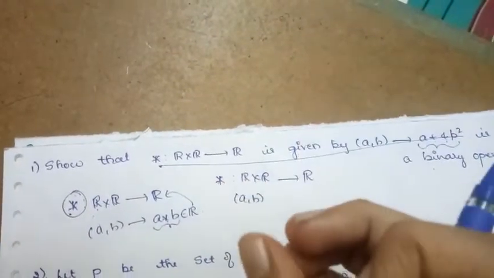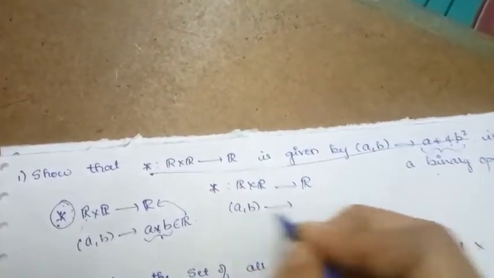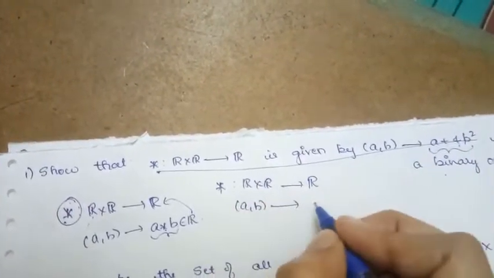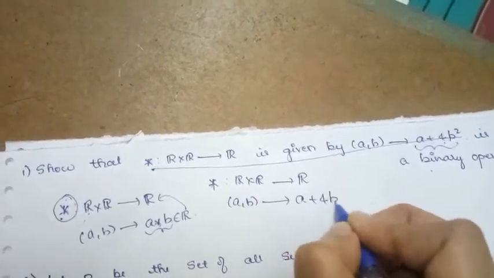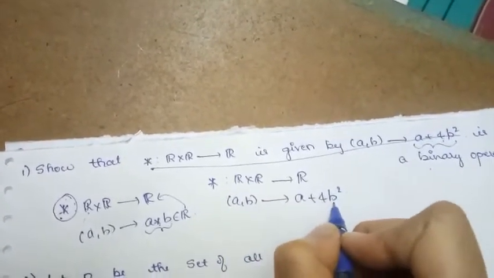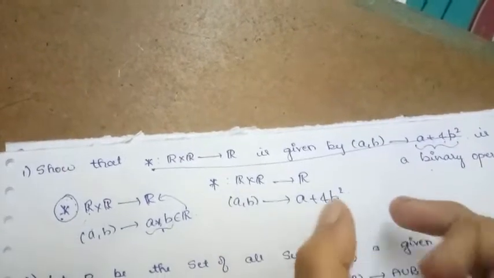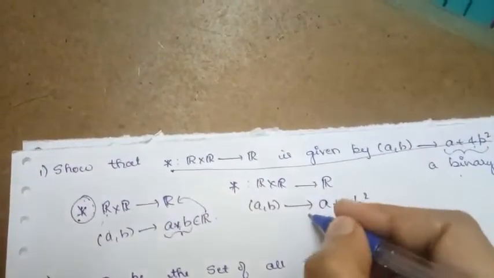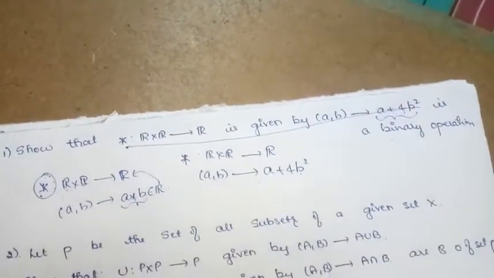We have taken those two elements, and upon applying the star operator, the relation between these two elements will be in this format, that is first element plus 4 times the square of the second element. So this will be the relation between these two elements. Now we need to say whether this one is a binary operation or not.